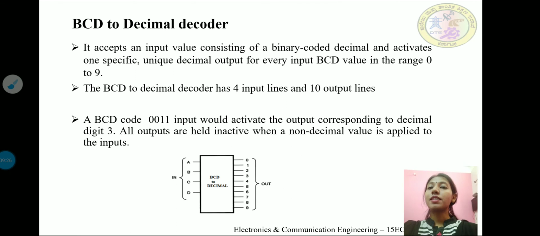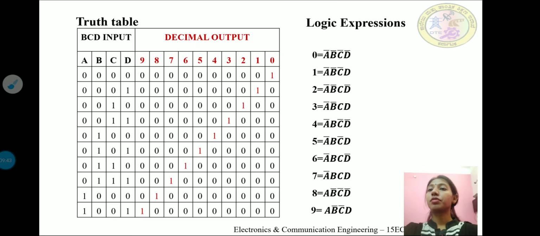The logic symbol for the BCD to decimal decoder is as shown in this block diagram. The BCD code applied will be in the range of 0 to 9. Suppose the input applied is a non-decimal value, then all the outputs become inactive. The truth table for the BCD to decimal decoder is as shown in this table.